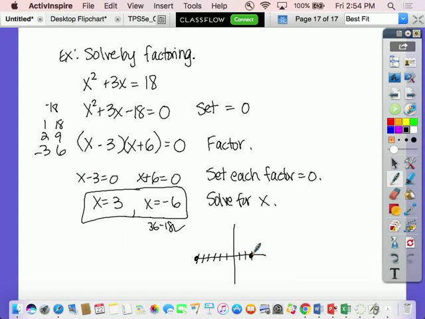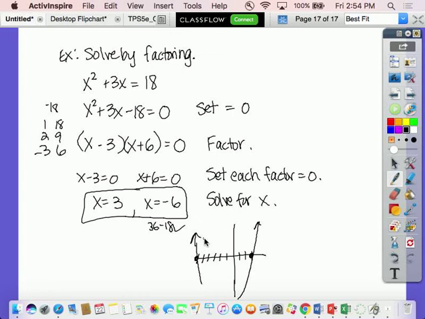18. Negative 18. Once you set it equal to 0 is when you see it. So our y-intercept would be way down here somewhere, and then it would cross at these two places. So it would look something like this. Any questions? It's just one extra step. After you factor it, set each factor equal to 0 and solve.